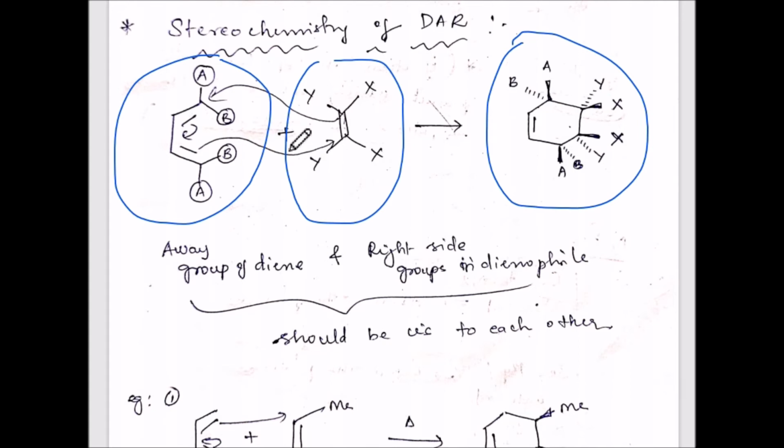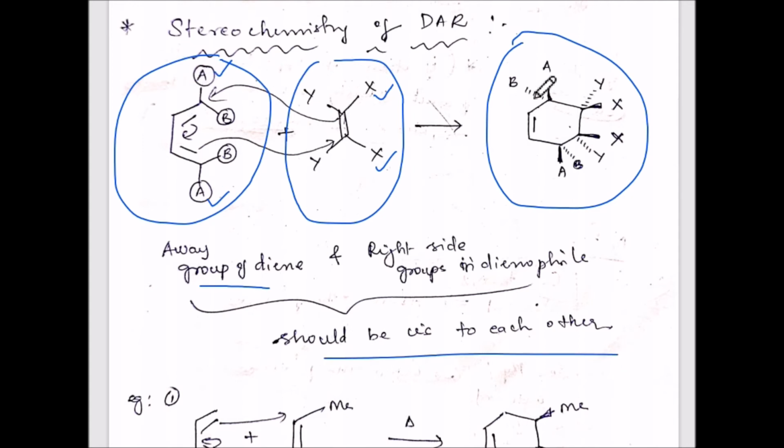Now listen carefully. If you have these two types of reactants, diene and dienophile like this in your Diels-Alder reaction, then the away groups, that is the A A here, outward, and the substituents on the right side of your dienophile should always be cis. See, the away group of the diene, that A A, and the right side group of the dienophile. So if anything is on the right, anything is away, that is upward and downward, they should be cis to each other.